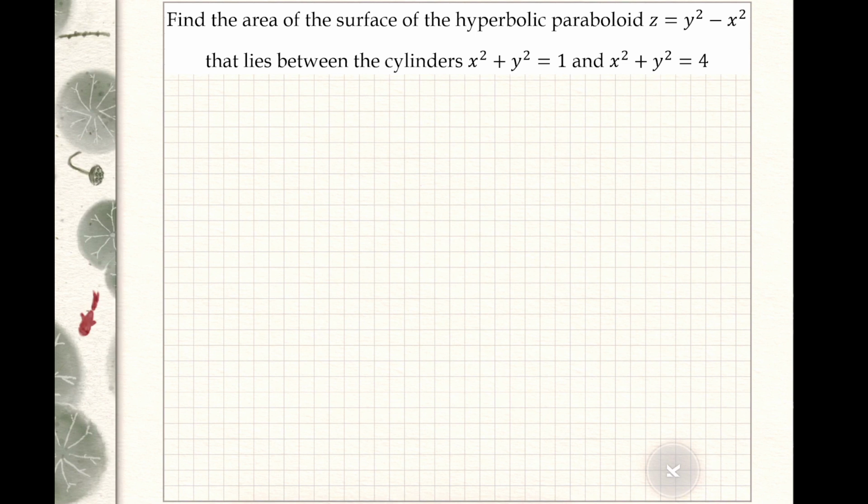Everyone, in this problem we will be finding the area of the part of the hyperbolic paraboloid z equals y squared minus x squared. That's the first piece of information we need because we need to take the partial derivatives of y squared minus x squared. So let's write it down.